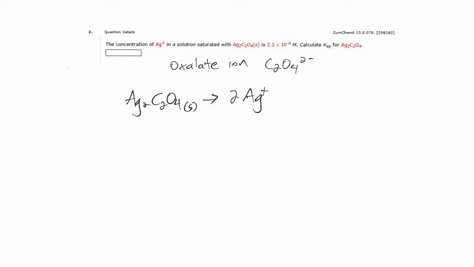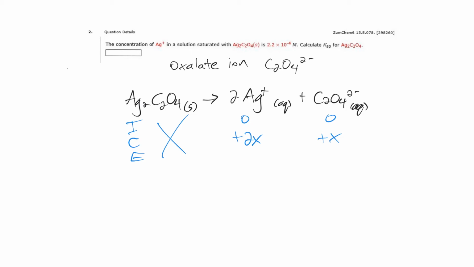Notice that there's a coefficient 2 in front of the silver that is required in order to make the equation balance. That coefficient 2 is going to have a lot of bearing on what follows. Let's make an ICE table. Solids drop out. You can presume that the initial concentration of each of the ions is 0. But because of the coefficient 2 in front of silver, we're adding 2x for silver and just 1x for oxalate. So at equilibrium, in terms of x, we have a concentration of 2x for silver and 1x for oxalate.